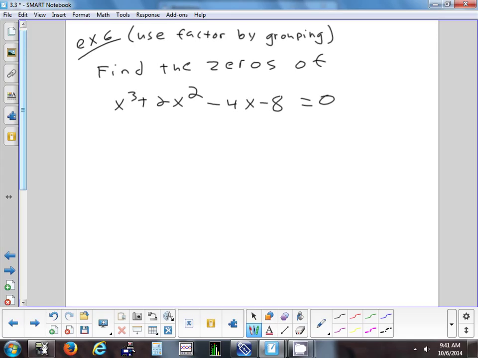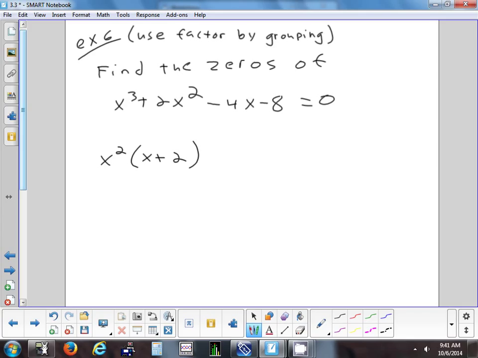And let's pull what we can out of the first two. What do the first two terms both have in common? Cassie? X squared. Yeah, so let's take that out. What does that leave you with? X plus 2. Yep. Now the goal with factor by grouping is you're hoping to get x plus 2 again, because then you can factor that out.